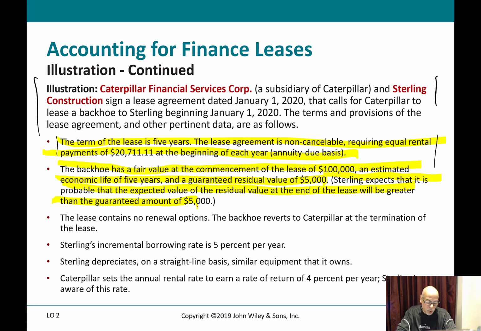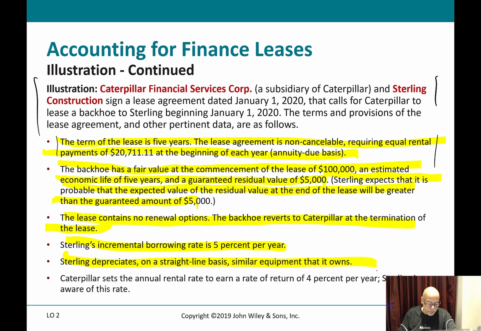The lease contains no renewal option. Okay, so we know that there are no bargain purchase options. They tell us their incremental rate. Sterling depreciates their assets on a straight line basis, because remember, we're not only going to amortize the liability portion, but we're also going to amortize or depreciate the asset, because it is as though we own it, and we're going to use straight line for that.